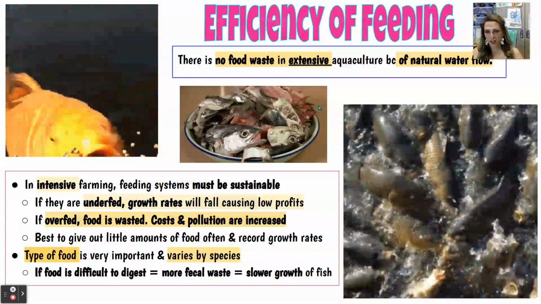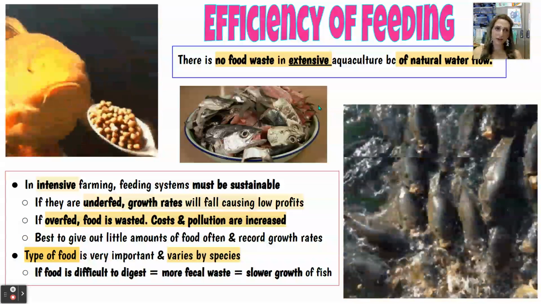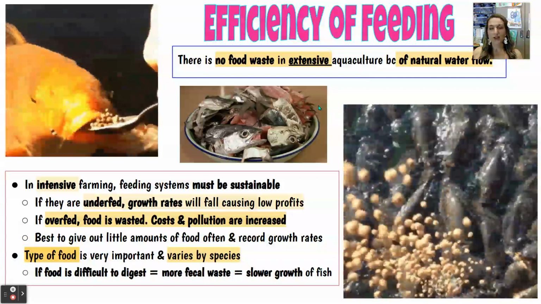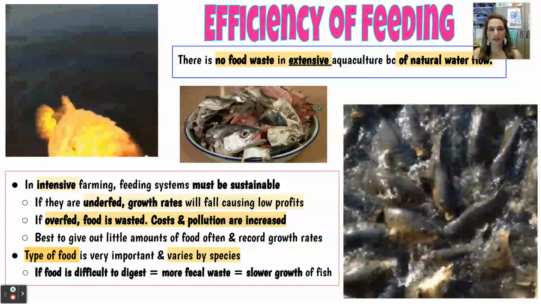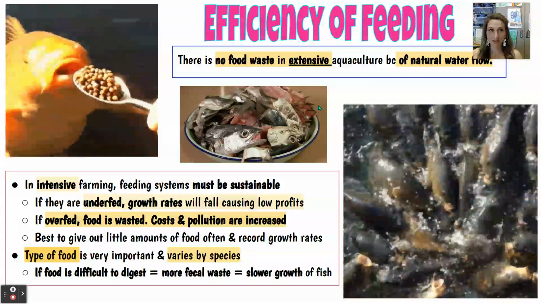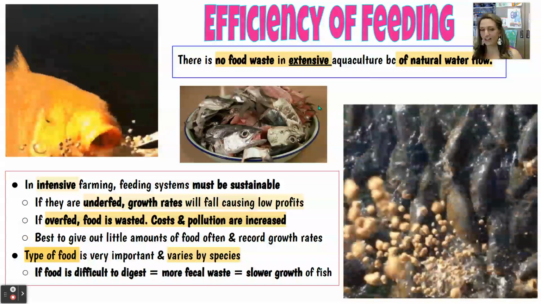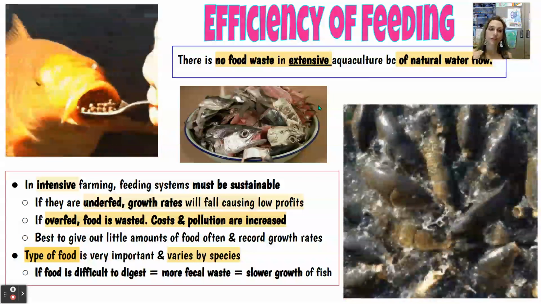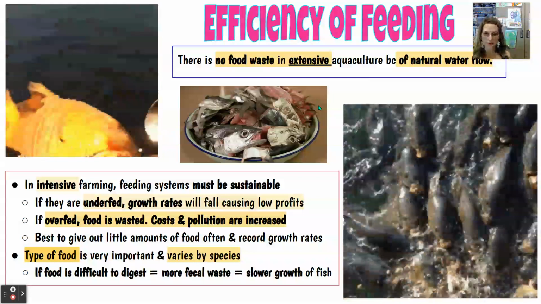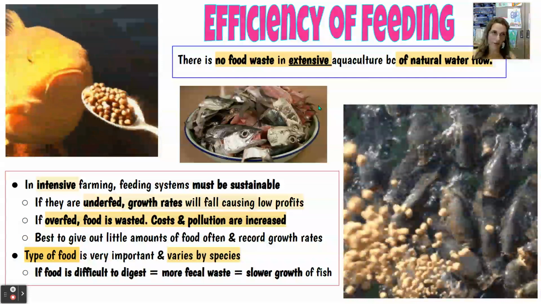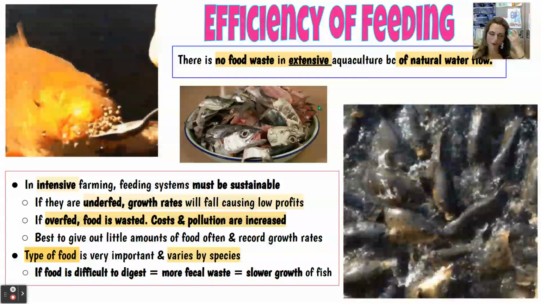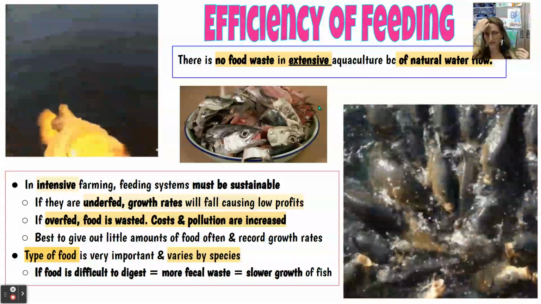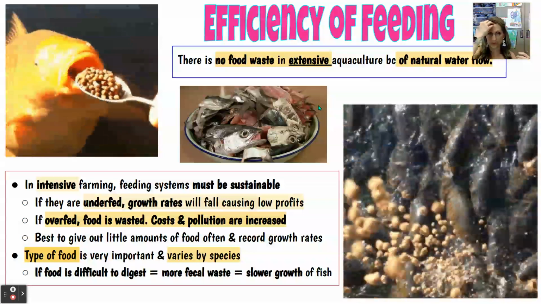If they're underfed, growth rates will fall, and you're not going to be able to sell very large fish. Profits will go down. If they're overfed, you're going to waste food, and you're going to then waste money because you spent money to have that food. And additionally, you're going to have pollution. Again, that can cause algal blooms and then eutrophication. So it's best to give a little bit amount over time and then maintain your growth rates and record them. You could do like random sampling of these fish to at least record how their growth is going.